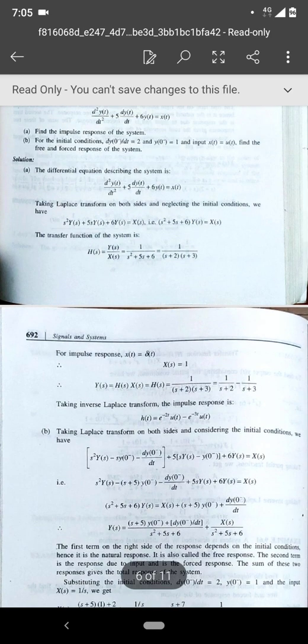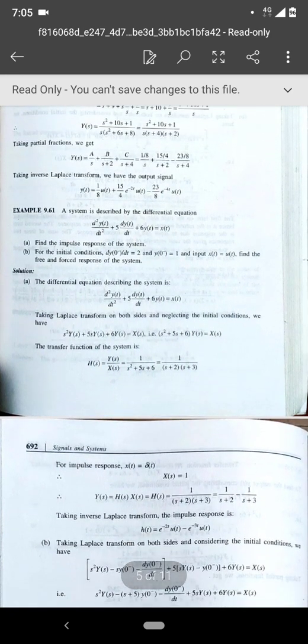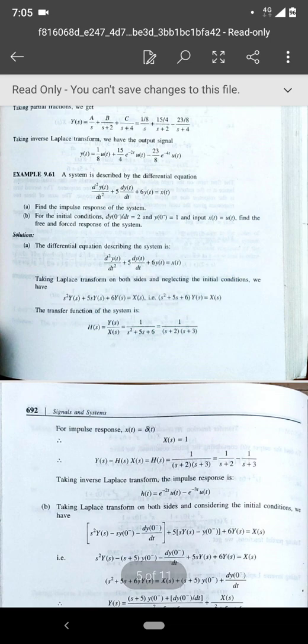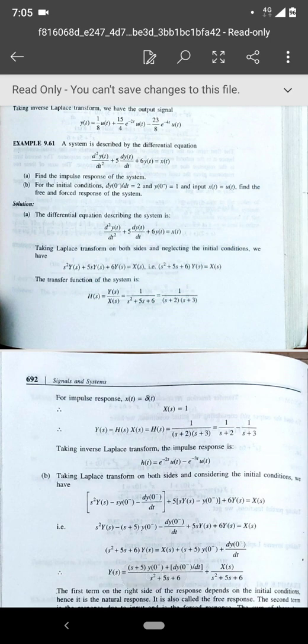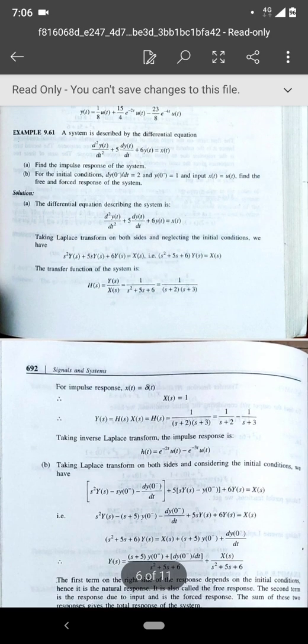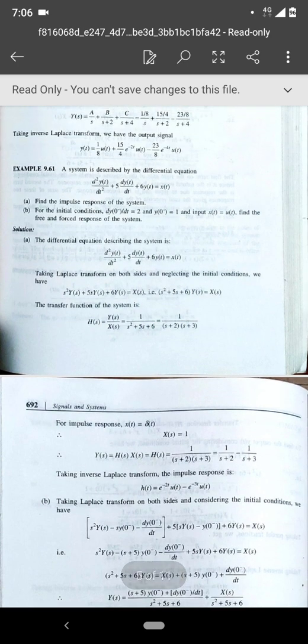Now in the second condition, what is the second problem? The initial conditions are given, and your input is x of t is equal to u of t. When you give x of t as delta of t, the response is called the impulse response. When you give the input as the step function u of t, the response is called the step response.